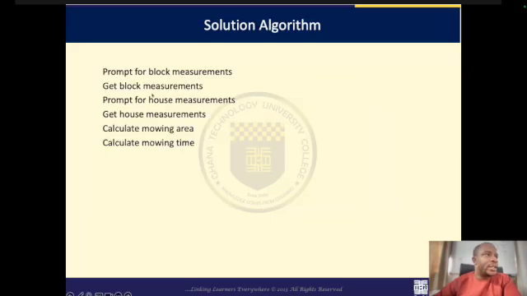So in all of this, the algorithm would be what? Prompt for block measurement, get block measurement, prompt for house measurement, get house measurement, calculate the mowing area, and then calculate the mowing time. So as simple as that, we have our solution for this problem.